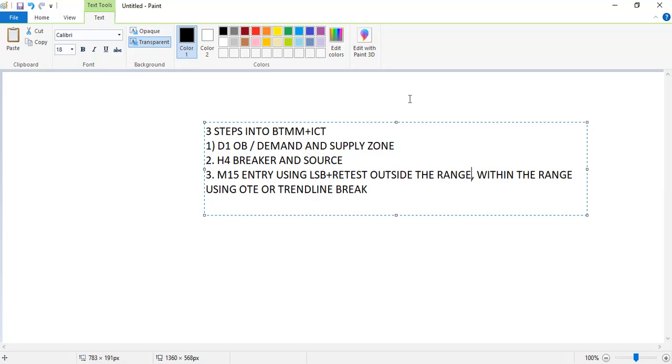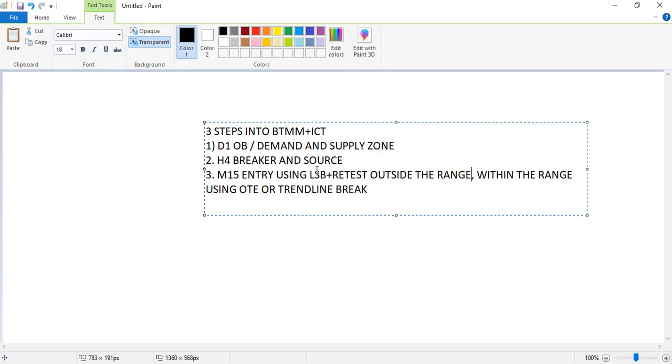First of all, I'll talk about the order block, breaker and source, what they mean. Order block is an ICT concept, breaker and source also an ICT concept. But on day 2, which is going to be on entry, I'm going to talk more on BTMM. We'll talk about the entries and how to look at the setups and all of that. And after each Zoom, I'm going to give you an assignment for you to do.